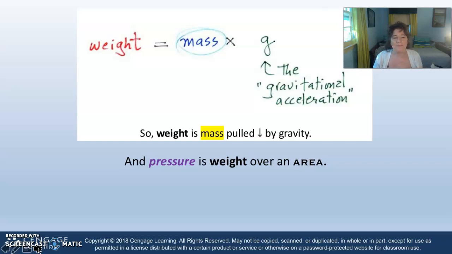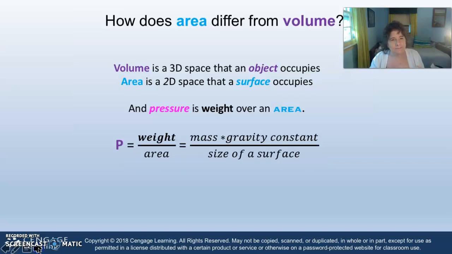So weight is mass pulled down by gravity, and air pressure is weight over a given area. Now, what's area? How does area differ from volume? You know that volume is the 3D space that an object occupies. It can be a liquid object, a solid object, a gaseous object. Volume is measured in liters, in cubic centimeters, in ounces.